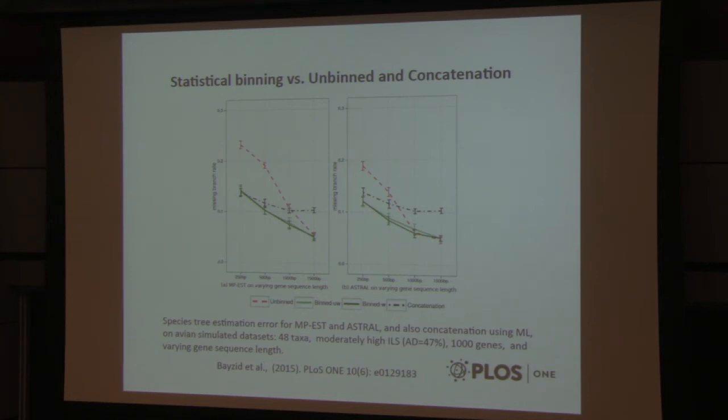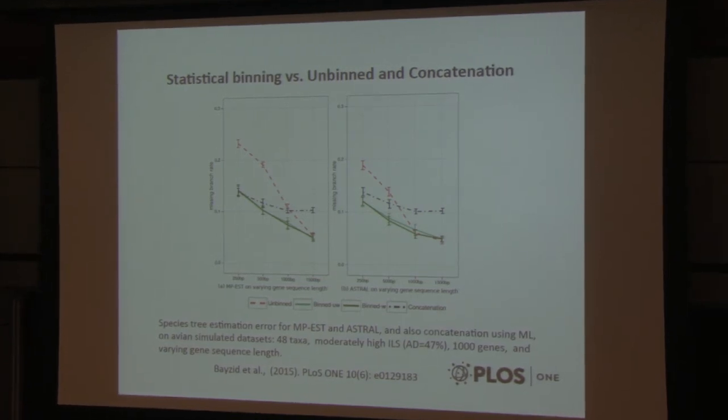It's not just better, getting close to concatenation. It's actually better than both. Okay? So statistical binning is improving species trees, and it's actually better than concatenation and better than the original way of analyzing your data. And the only reason is that it's giving you better gene trees.